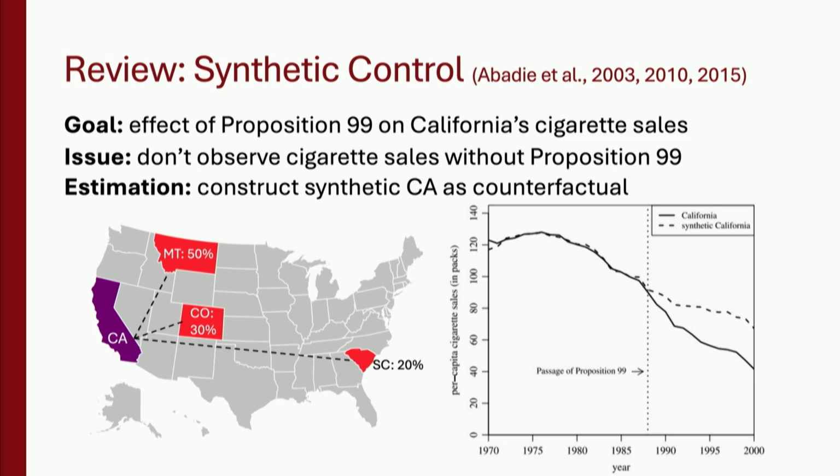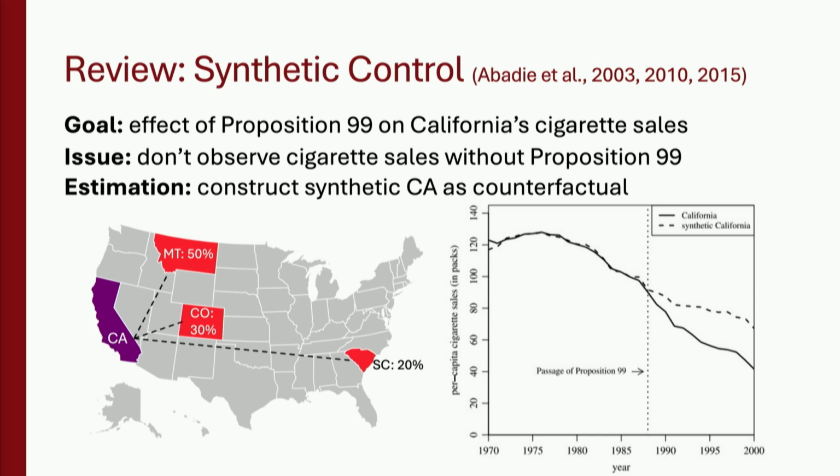The dotted vertical line here represents the passage of the law. And pre-treatment, we can see that the synthetic California that we constructed, which is the dashed line, tracks actual California, which is the solid line, really well. And then post-treatment, those two lines diverge, and the difference between these lines is exactly what we attribute to the treatment effect of Proposition 99 on California.